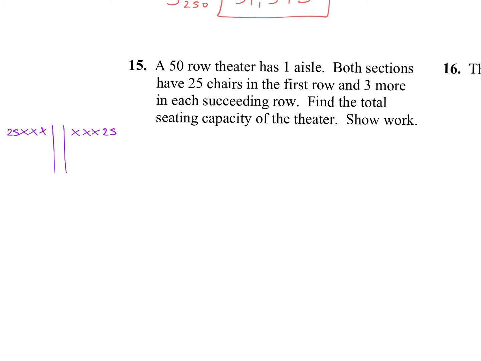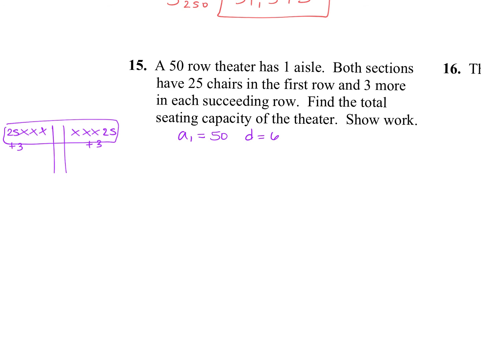So if you think about that, your first term, your a sub 1 for this setup, is going to be 50, right? This first row of seats has 50 seats. Well, if each row after that has 3 more in each row, so that would mean that there's plus 3 on this side and there's plus 3 on this side. So we're taking plus 6 for each row. That means our common difference, what we're adding each time, is 6. So we're adding 6 seats to each row.